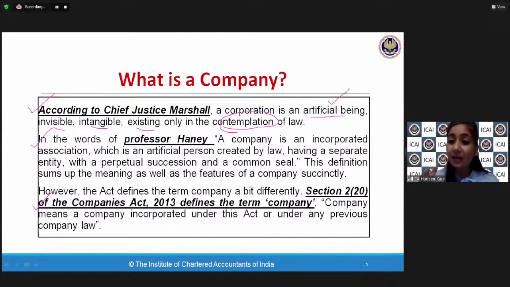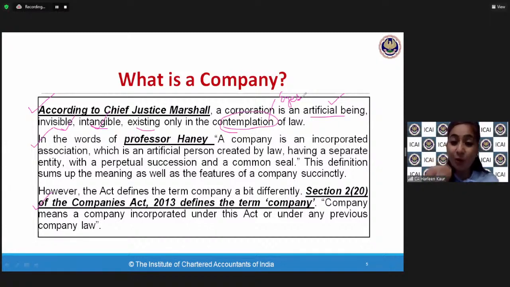Artificial being means it is a man-made thing which humans create, which is invisible, it is not visible, intangible, you cannot touch it, but still it exists. It has its own corporate personality. In the contemplation of law means in the eyes of law. I am not existing as a person, but I exist in the eyes of law. Has it become easy for you now?